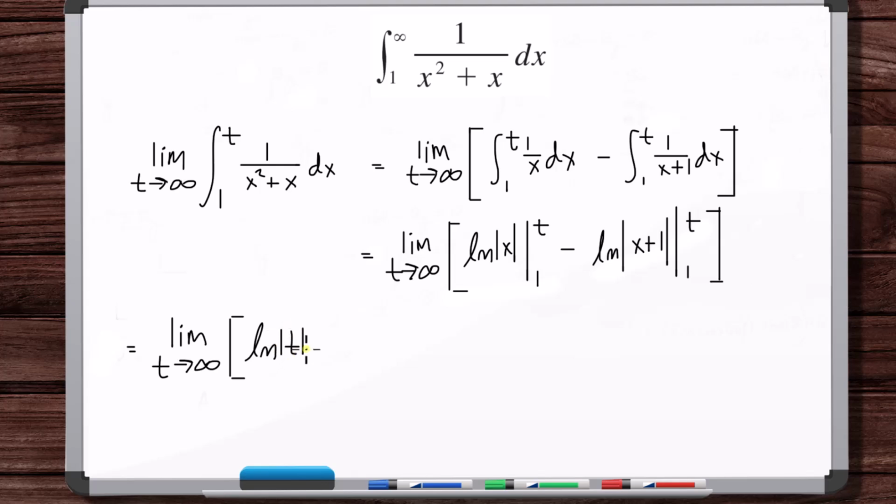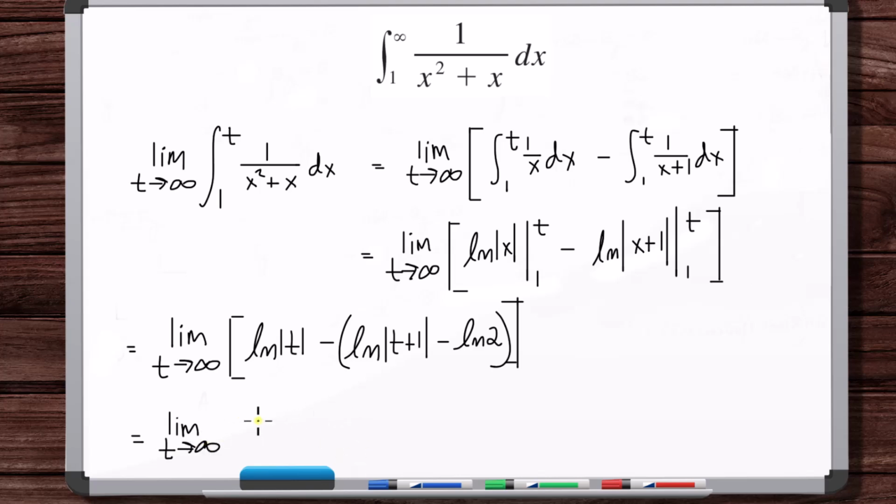Natural log of the absolute value of t minus natural log of 1 is 0 minus natural log of the absolute value of t plus 1 minus natural log of 2. So what we've got is natural log of the absolute value of, plus natural log of 2.